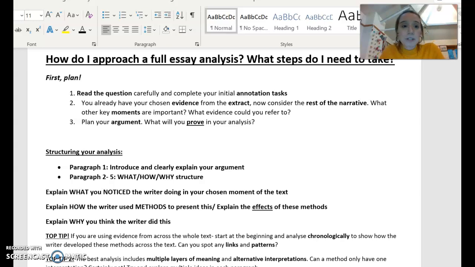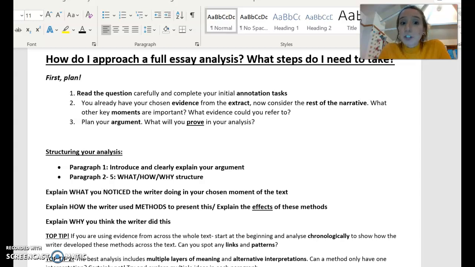So what does it say? It says, how do I approach a full essay analysis? What steps do I take? Firstly, I plan. So read the question carefully and complete your initial annotation tasks. That's what you're going to be doing in next Tuesday's lesson. So I'm going to guide you through all of that activity.